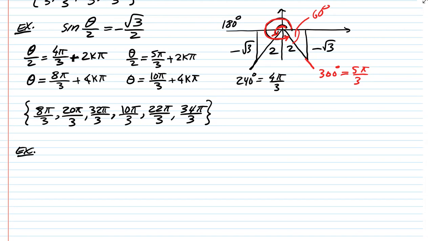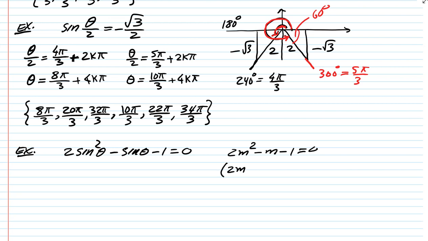Let's take a look at another example. So for this one, this is the one where we have a quadratic in form, right? This is a quadratic equation in sine theta. So how are we going to work this? Well, we're going to do this as if I'm doing a quadratic equation. For example, 2m squared minus m minus 1 equals 0. So think about how you would factor this.